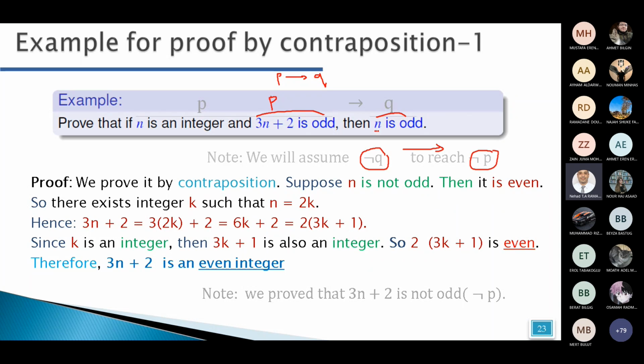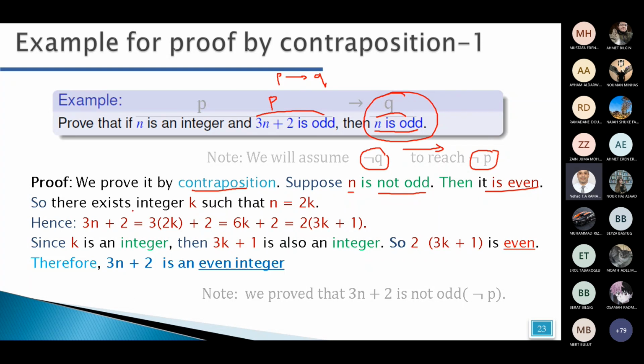What is not Q? Q is: n is odd. Not Q means n is even, the opposite of odd. So we will prove it by contraposition. We suppose that n is not odd, meaning it's even. They gave us Q, which says n is odd. We start with not Q. So we start with n is not odd, so it's even.